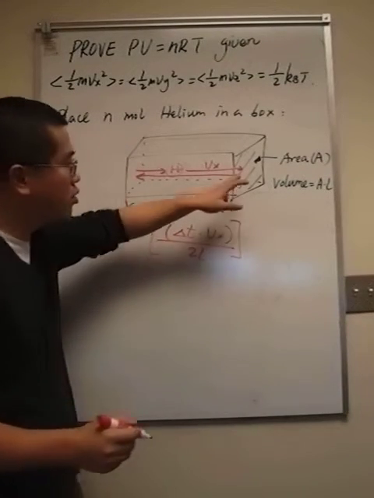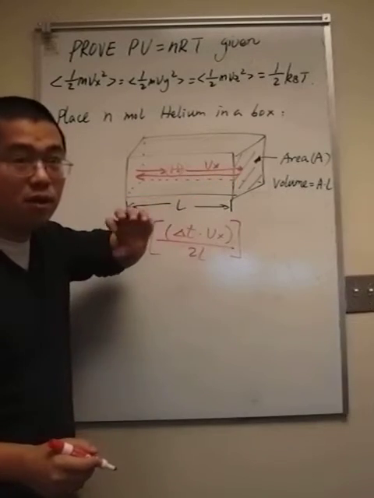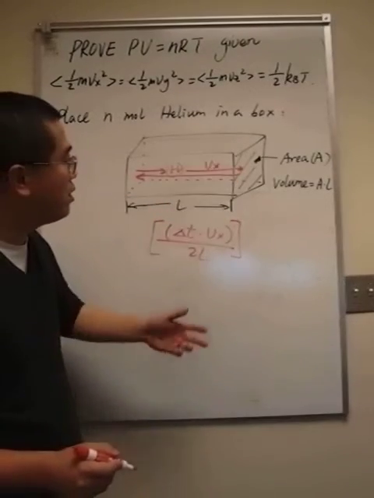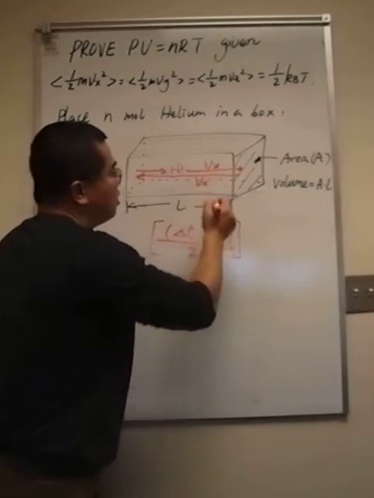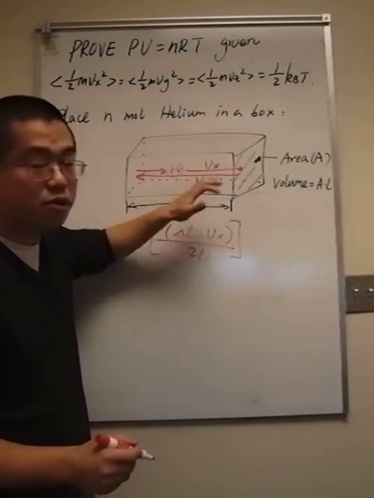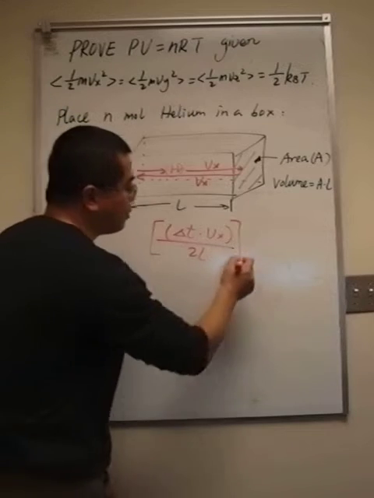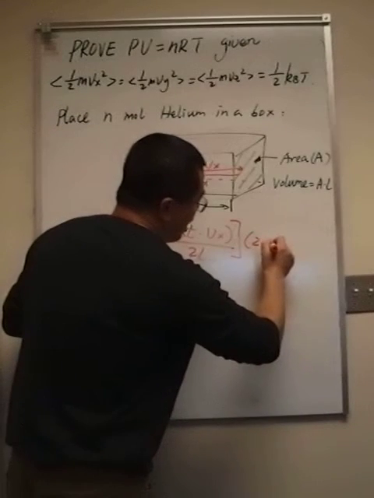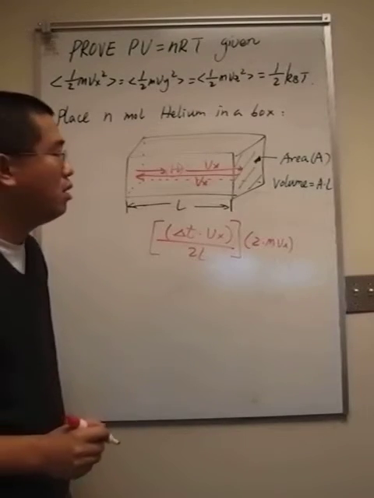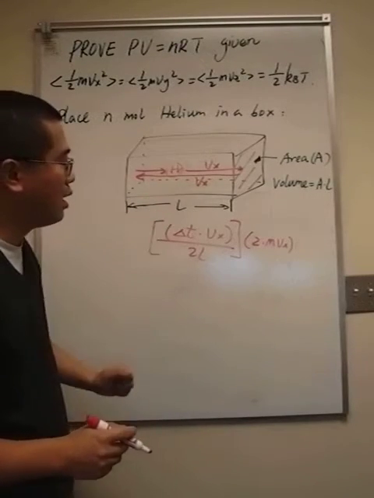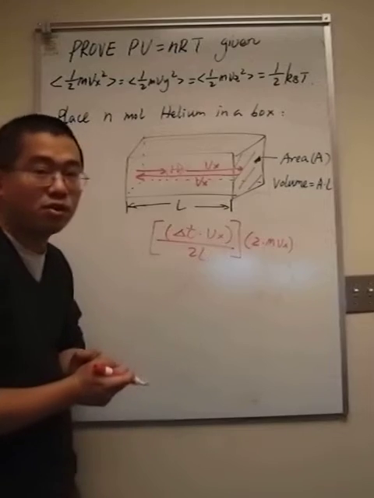In each collision, assuming all collisions are elastic, the speed remains constant. However, the direction changes. So there's a momentum change of 2 times m times Vx. That's the momentum change of one helium atom within time period delta t.